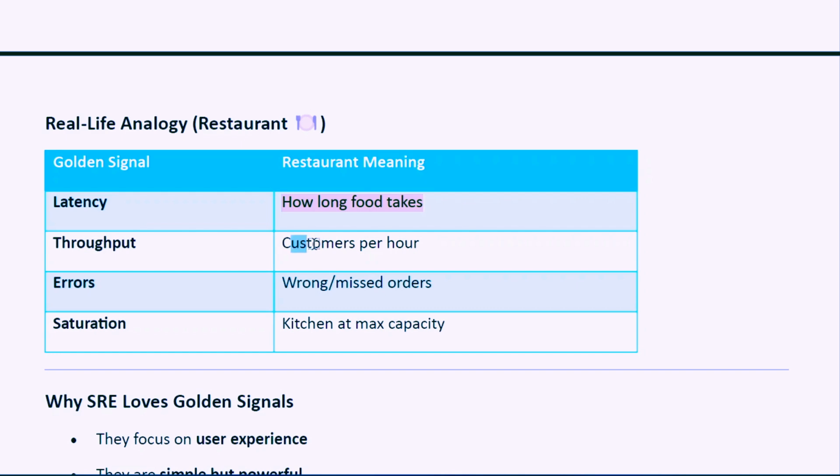Okay. So again, in a real-life example, latency means how long the food takes. Throughput means customers per hour, how many customers can visit your restaurant per hour. And error means a wrong or missed order, how many times you get that. And saturation means the kitchen is at top capacity. Already all the cooks are busy making food, and no cook is in standby mode, so that somebody can give a request and they start making food.